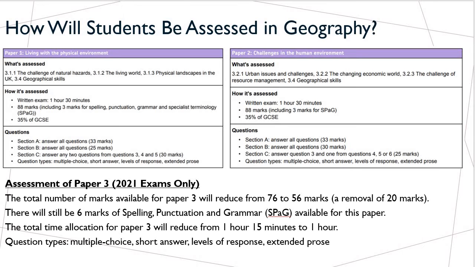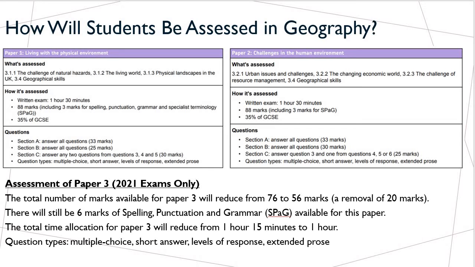So the total number of marks available for paper 3 this year will reduce from 76 to 56. So they've removed 20 marks in total to make up for the loss of that familiar fieldwork that students will not complete this year. There'll still be 6 marks of SPAG, so spelling, punctuation and grammar, available for the paper, and they'll be distributed amongst some of the longer answer questions.